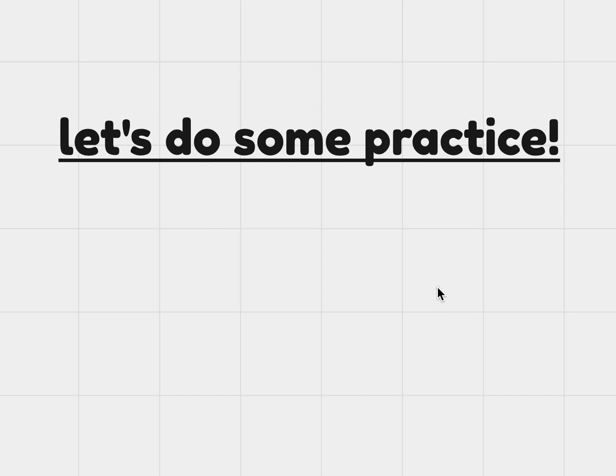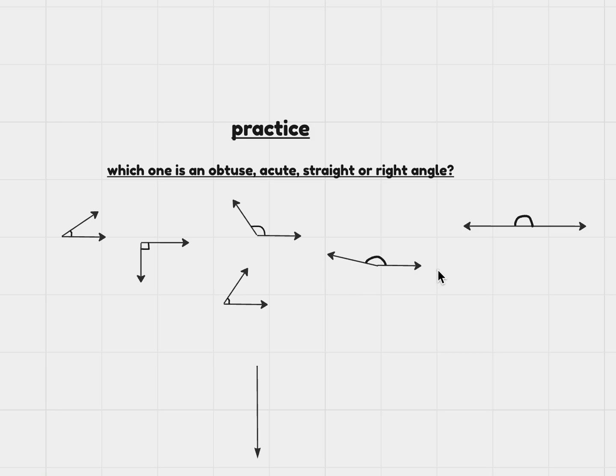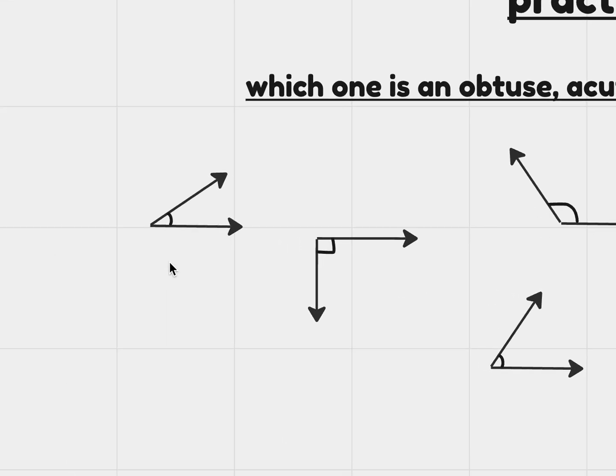So let's do some practice problems. Here it's asking us to find out which one is an obtuse, acute, straight, or right angle. This one is definitely less than 90 degrees, so this is going to be an acute angle. This one has the little square, so you know it's a right angle, because it is 90 degrees, and 90 degrees is called a right angle.